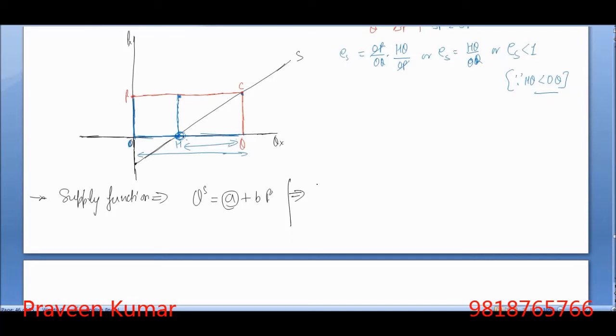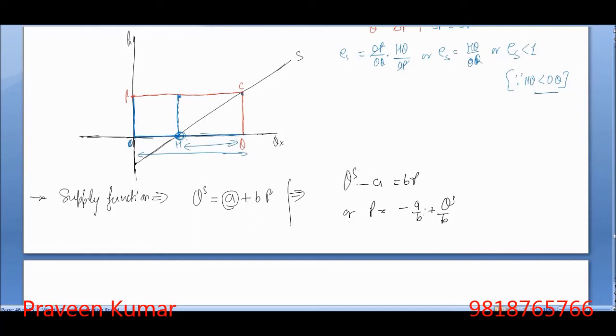But somehow we will write the same way. We can also express this curve in terms of price, as a function of quantity supplied, but here the sign would be positive in this case. So QS minus A equals BP, or P equals minus A by B plus QS by B. This is what it means.